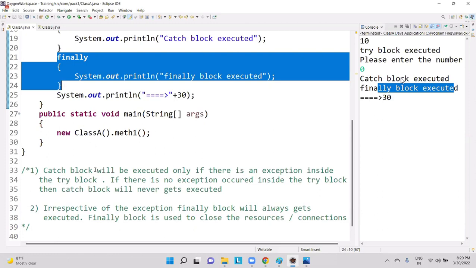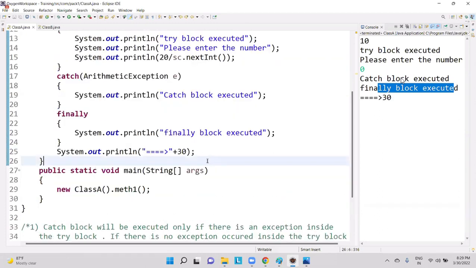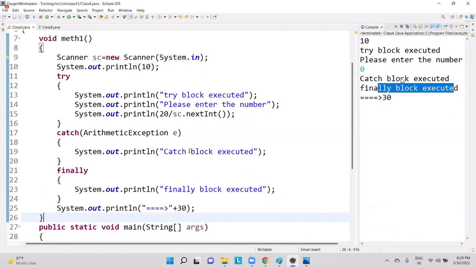Okay, so right now, guys, please tell me, did you get an idea about what is the use of try block, what is the use of catch block, and what is the use of finally block? Please tell me. Yes or no? Yes, yes, yes. That is great.